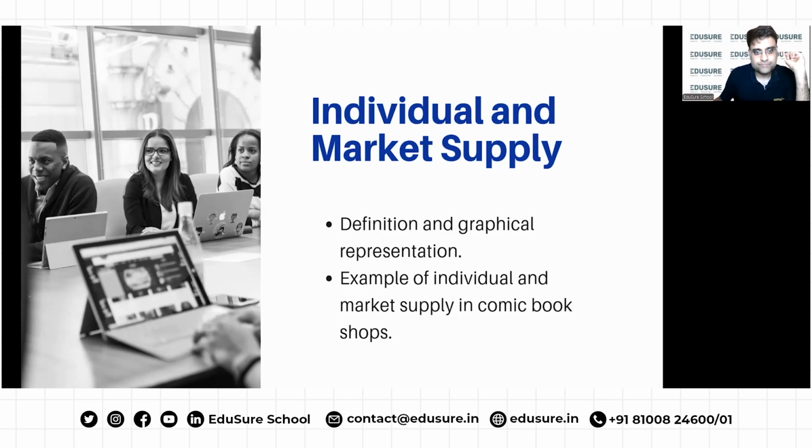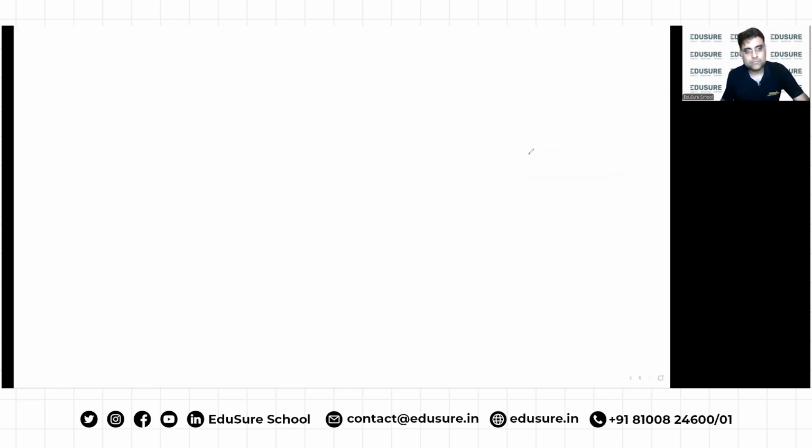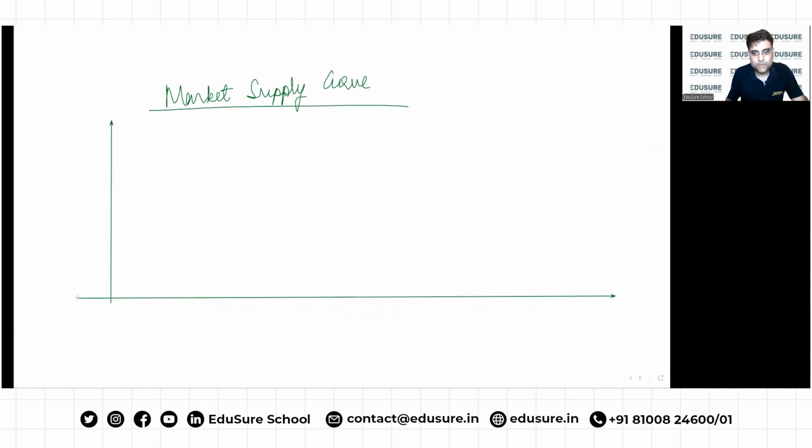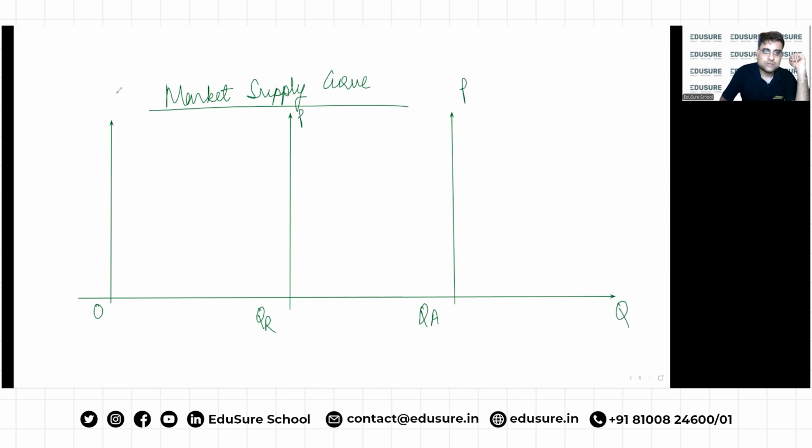Let's graph it again. Let's take the example of Raghu and Ahmed once more. Supposing Raghu and Ahmed are now sellers. This is the total quantity. This is the price.